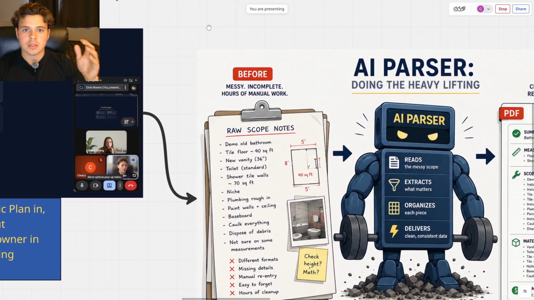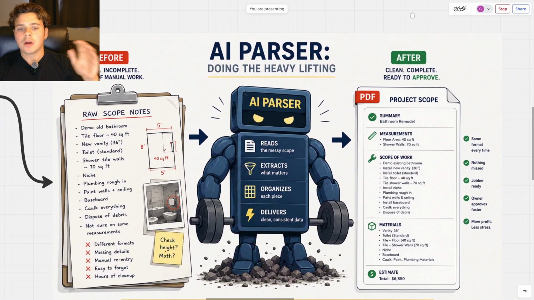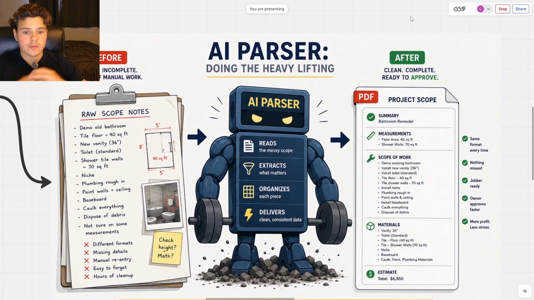What was doing this was the AI parser, and I want you to think of the AI parser as 4 simple steps.